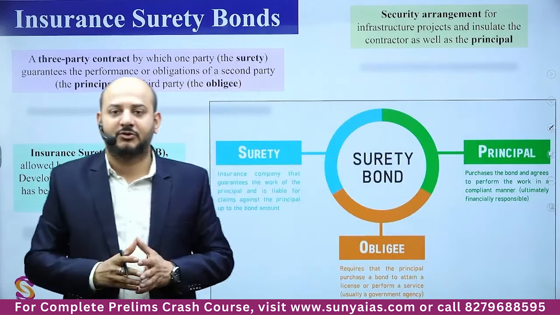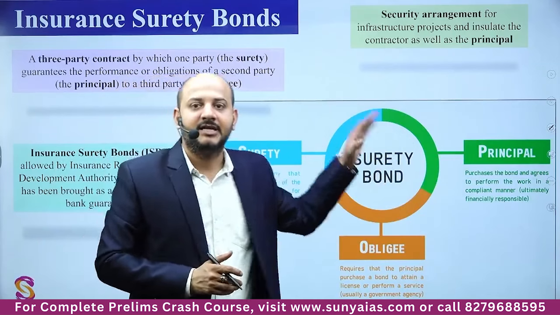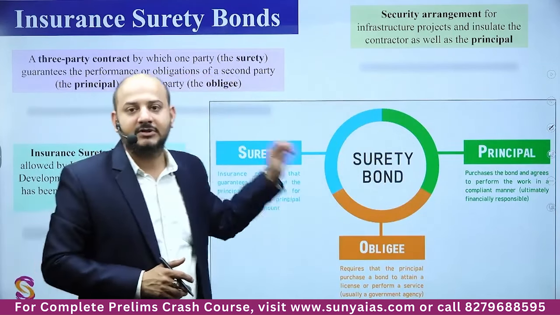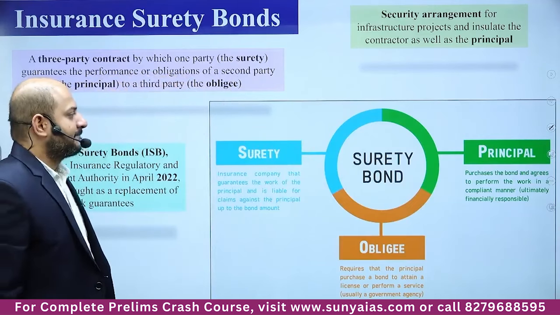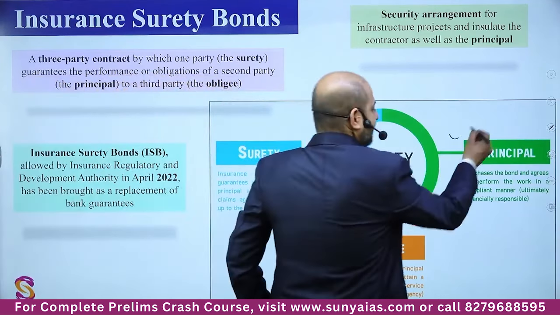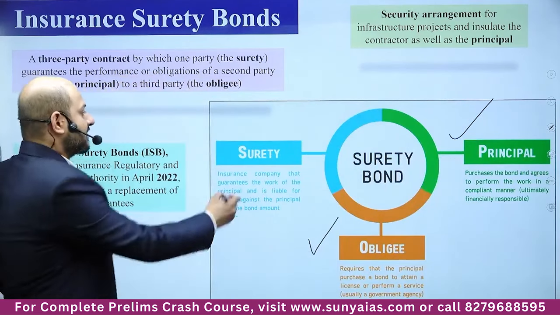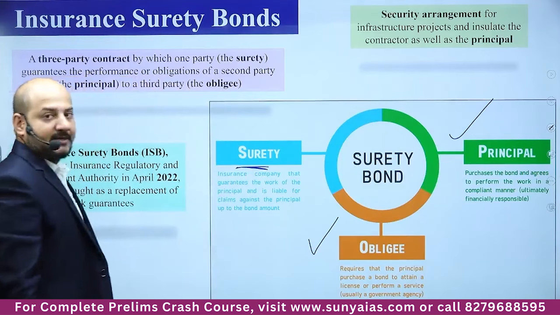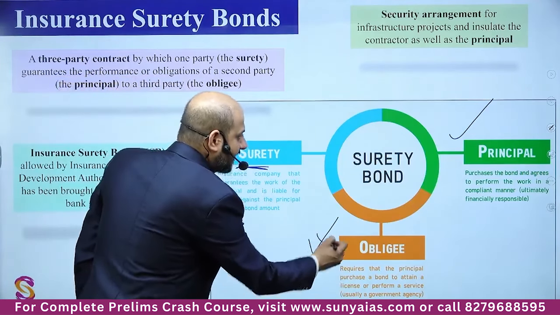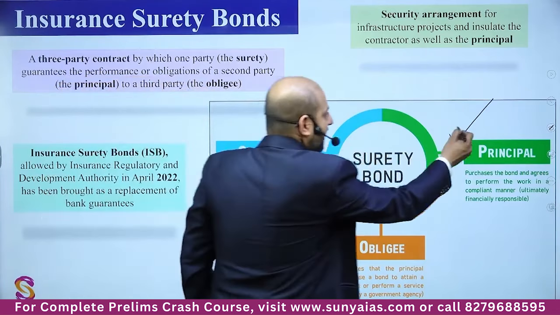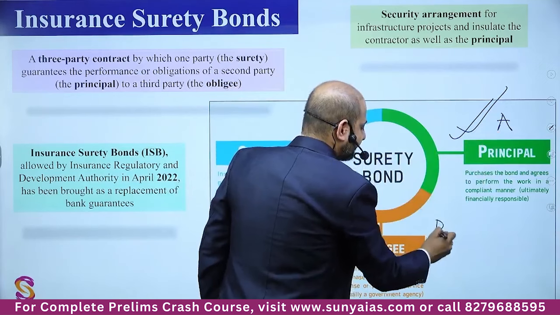Insurance is there for the project. If any issue happens with the other party, the insurance company will come and pay the price. Getting this point? Now let's understand this concept. One is called the principal and another is called the obligee. The surety is provided by the insurance company. For example, if two companies are there, one is the principal and one is the obligee; we can call them A and B.